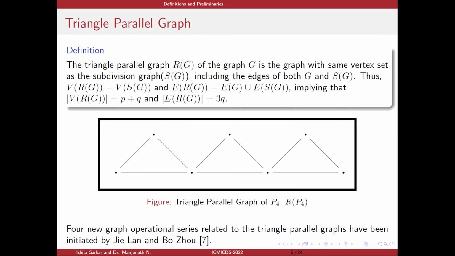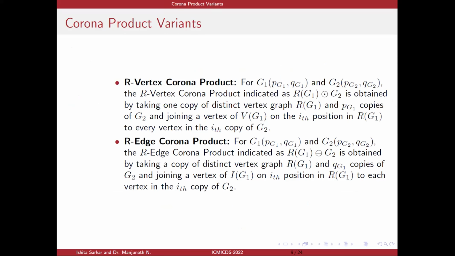The triangle parallel graph is actually the graph which contains the edges of the original graph as well as the edges of the subdivision graph. For example, we have shown the triangle parallel graph of path graph P4 as in the figure. Also, 4 new graph operational series related to the triangle parallel graphs have been initiated by G. Lan and Bozau. So these are the 4 graph operational series which we have taken.